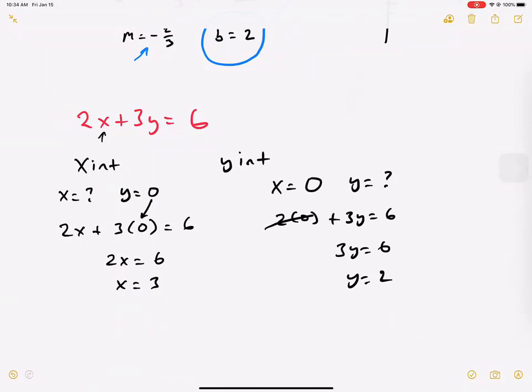Or if you remember the fast way, if I want to solve for y, I could block out the x with my finger. And what 3 times what is 6? 3 times y, 3 times 2 is 6. y had to be 2.